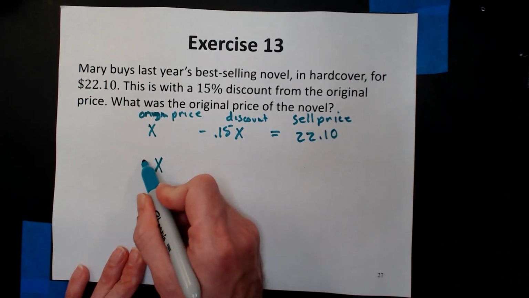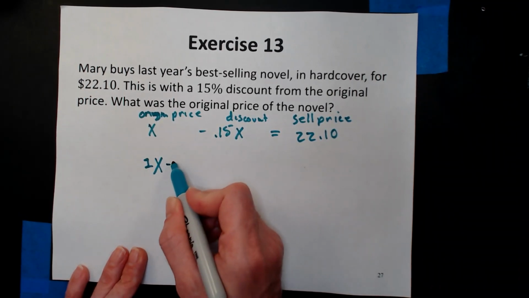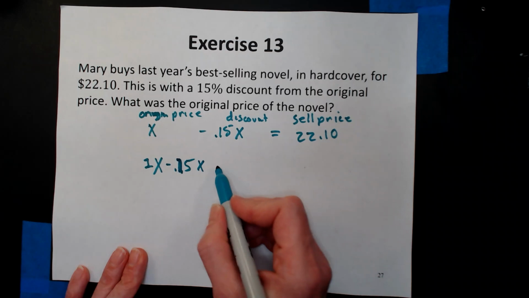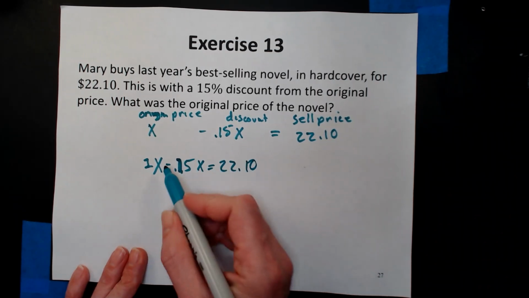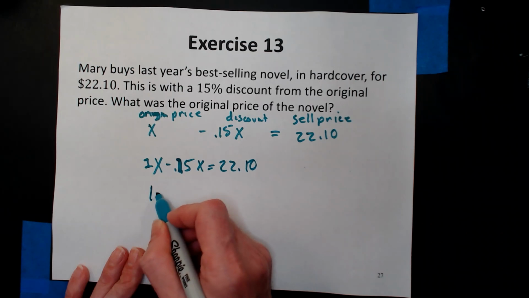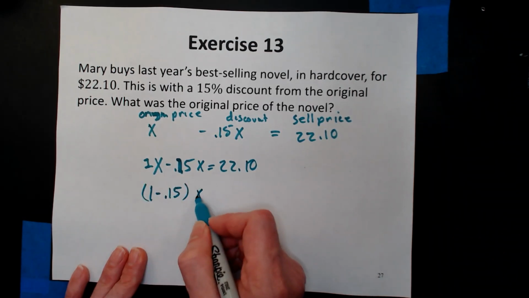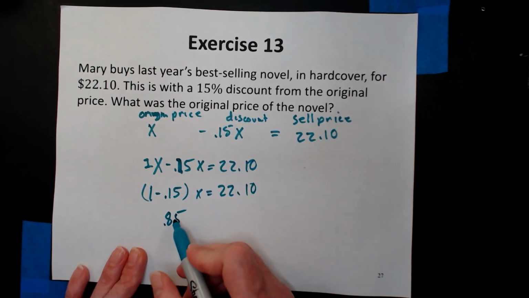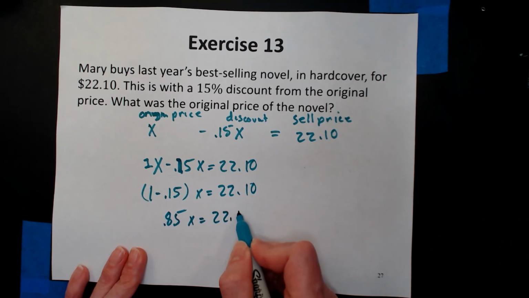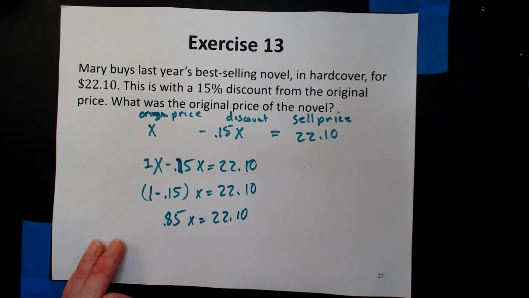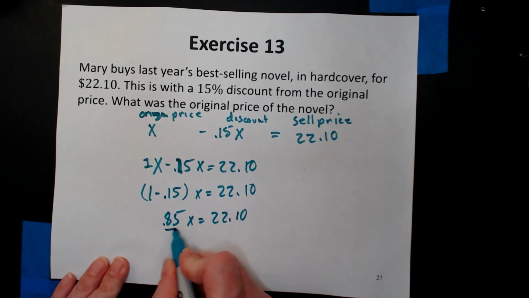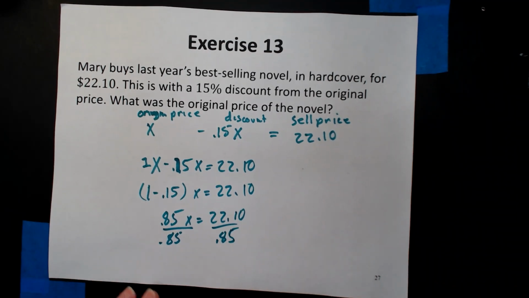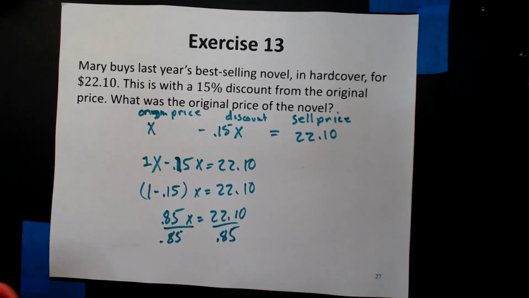So I'm going to have x, and remember there's an understood 1 in front of that x coefficient, minus 0.15 x, so 1 minus 0.15 x equals $22.10. That's going to be 0.85 x equals 22.10, or 85% of the original price was 22.10. So now we're going to divide both sides by 0.85. Since I'm dividing by something less than 1, this should make that number larger. If you get a smaller number, you've made a mistake.